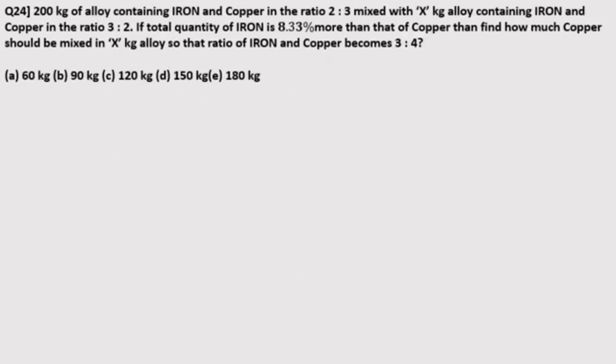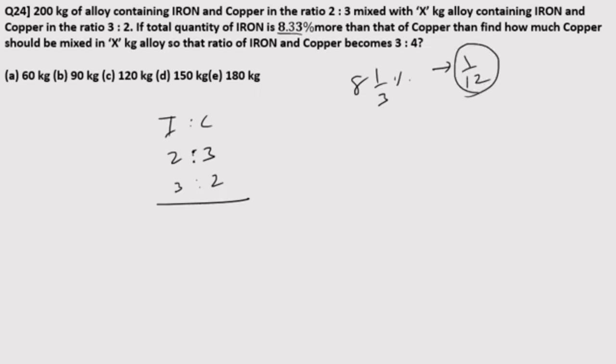Let's check this. Question number 24 says 200 kg of alloy of iron and copper in the ratio 2 is to 3, the first ratio, is mixed with x kg of another alloy containing iron and copper in the ratio 3 is to 2. They are mixed, and the total quantity of iron is 8 whole 1 by 3% or 8.33% more than copper. I know 8.33% is nothing but 1 by 12, the fraction value of it. More than copper means if I assume copper to be 12, then iron has to be 13, right?